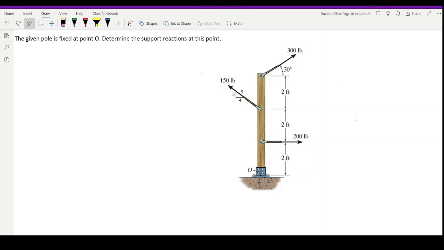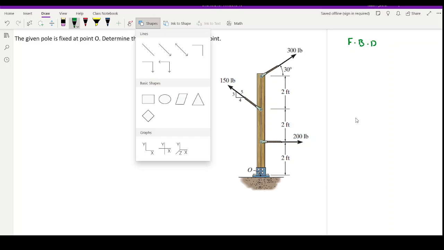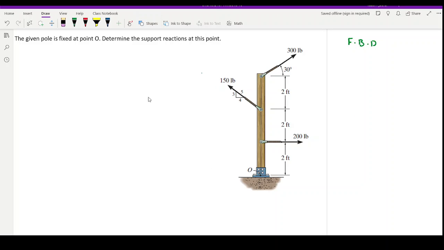is fixed at point O. Determine the support reactions at this point. In order to solve a problem like this, first you need to draw a free body diagram, and on this free body diagram you need to show all the acting and reacting forces, or all known and unknown forces.